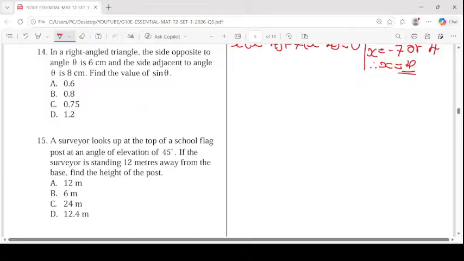In a right-angled triangle, the opposite side to angle theta is 6 centimeters, and the side adjacent to angle theta is 8 centimeters. Find the value of sine theta. You know, for you to respond to this question, having it diagrammatically represented solves the problem by half already.